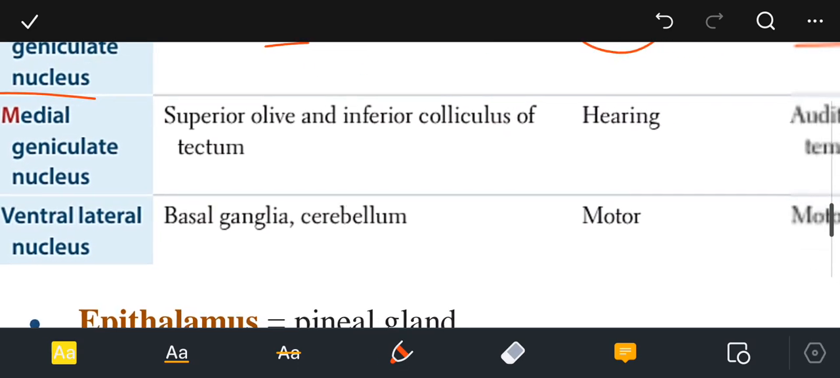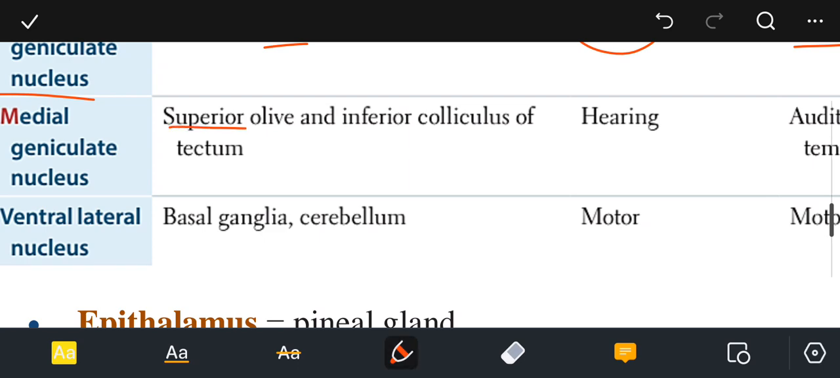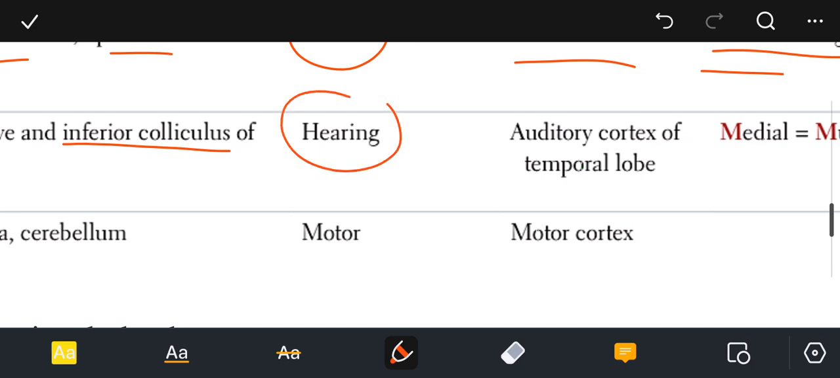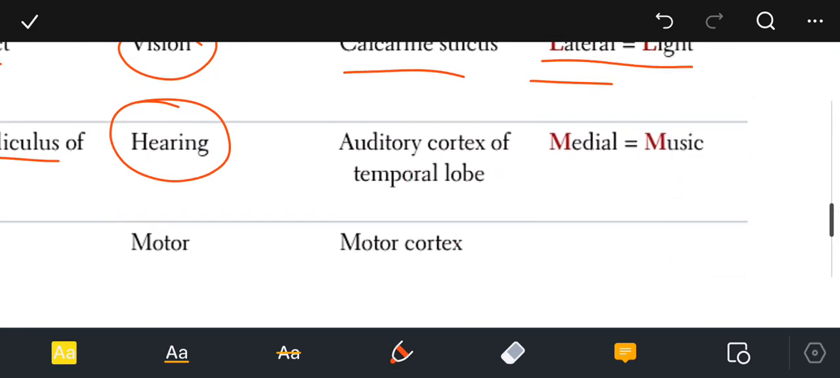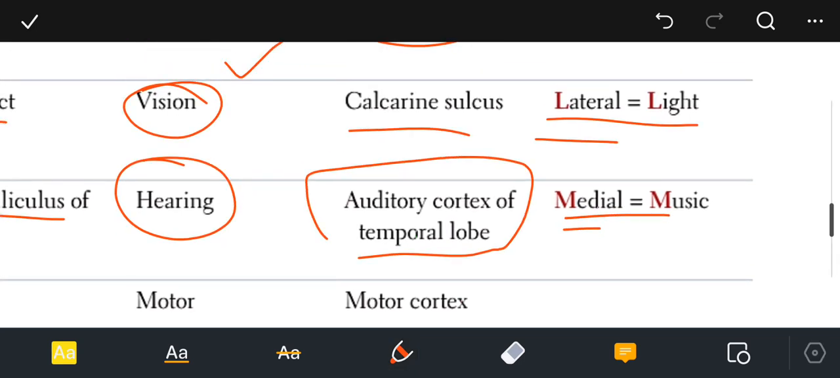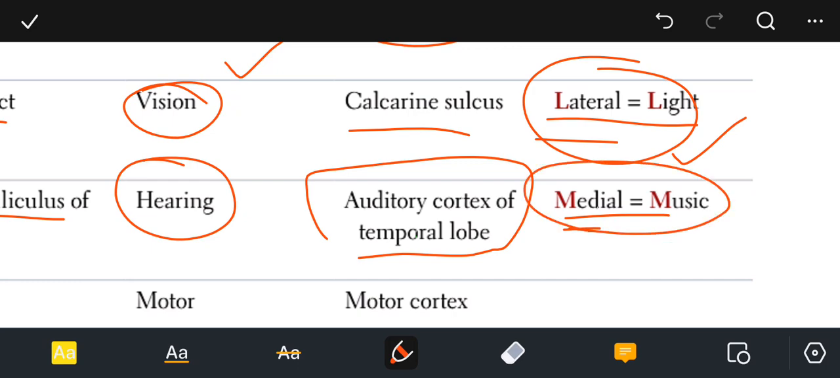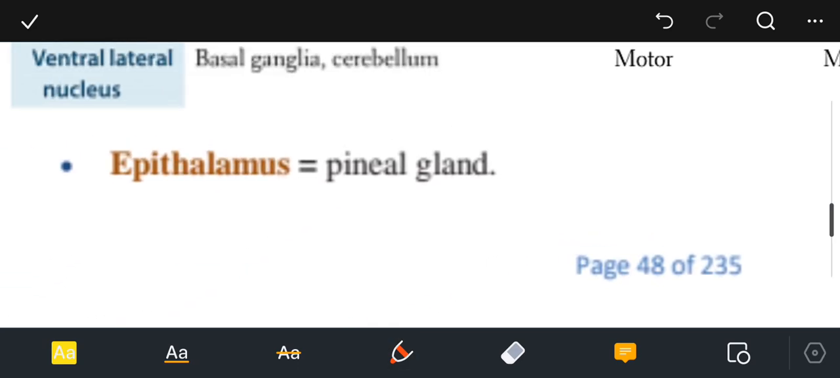Then the medial geniculate nucleus. The input is coming from the superior olive and the inferior colliculus of the tectum. The sensation taken up by it is hearing, and the destination is the auditory cortex of the temporal lobe. It is very high yield. So medial is for music and lateral is for light. Light is for vision, and you must remember that the lateral geniculate nucleus takes the visual sensations, while the medial geniculate nucleus takes the musical or hearing sensations.